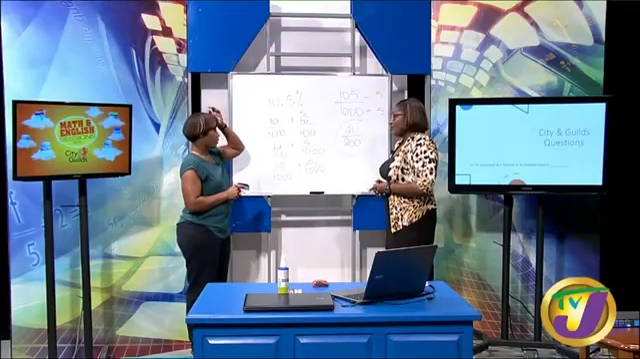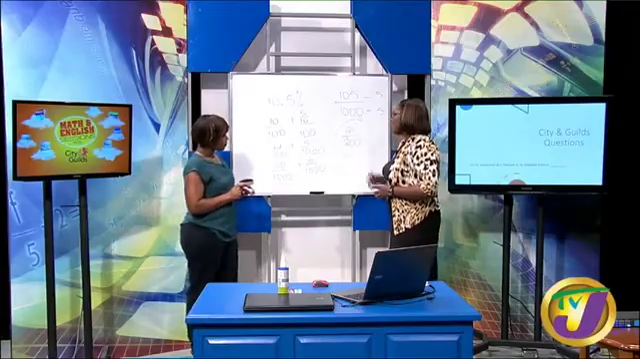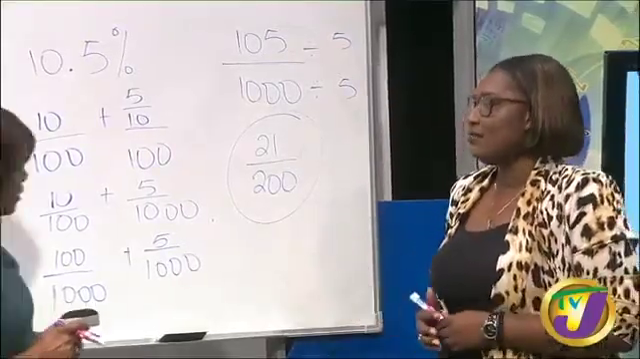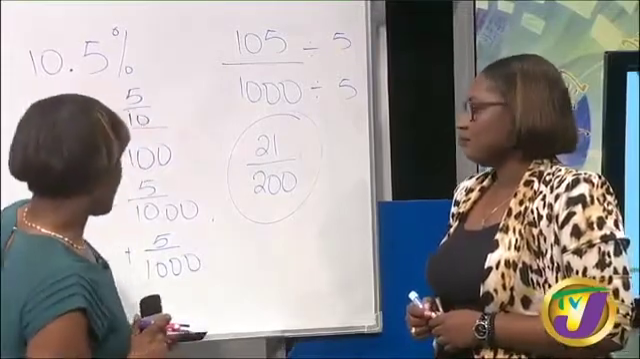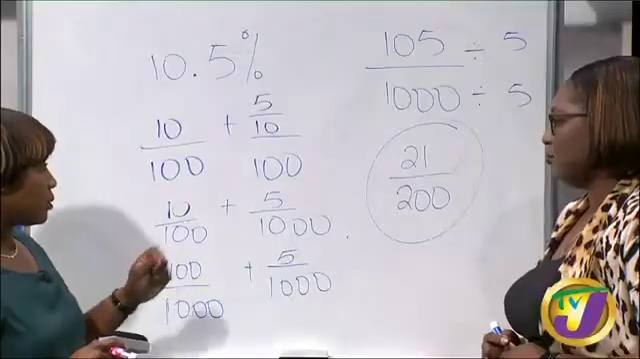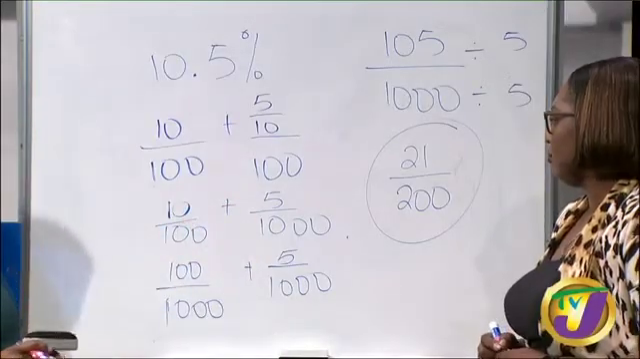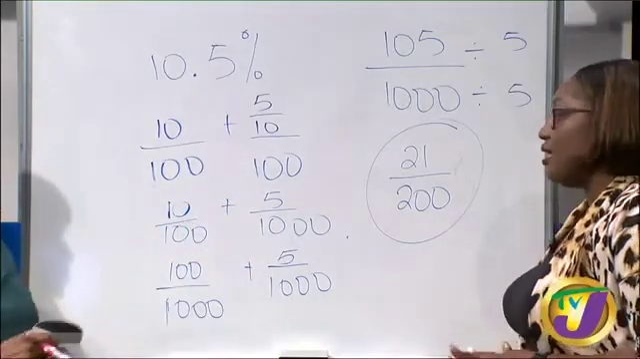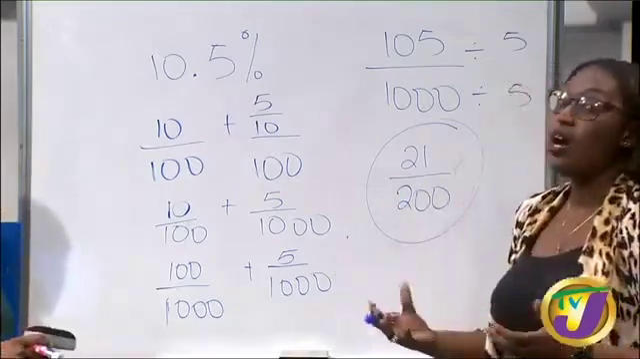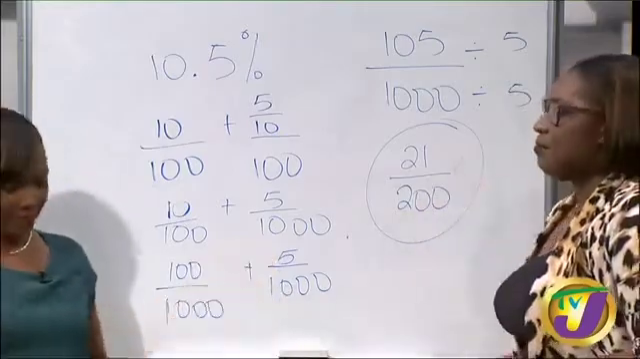How do I know that is the simplest form, though? Let's check again. Okay. So, do 21 and 200 have any common factors? Let's see. Can 2 go into, can I factor out 2 out of 21? No, it won't work. 3, no. Okay, so since 21 and 200 have no common factors, it is the simplest form.